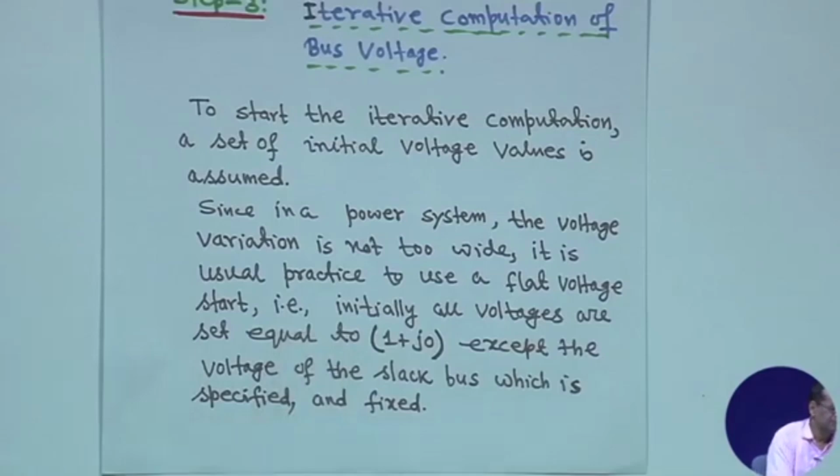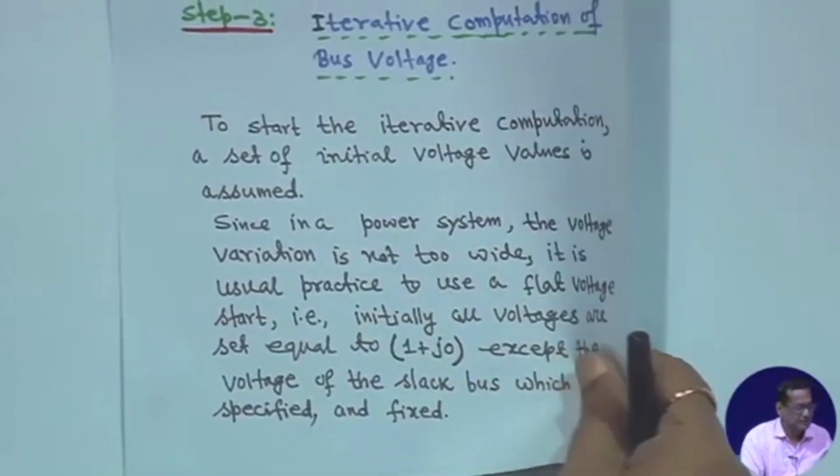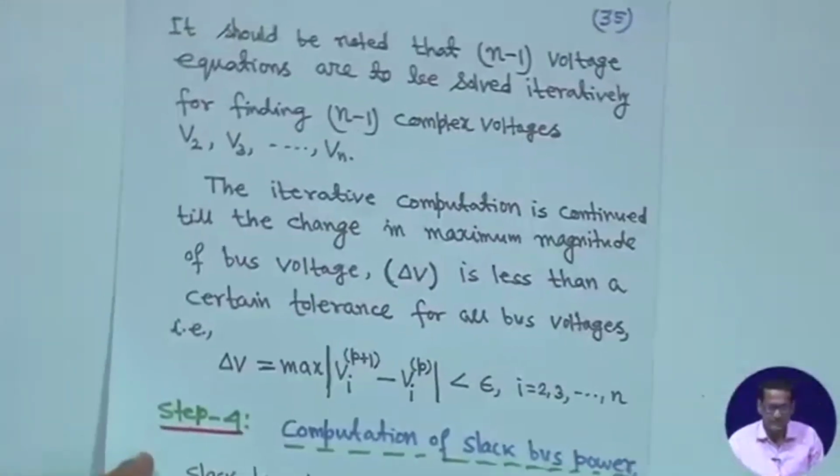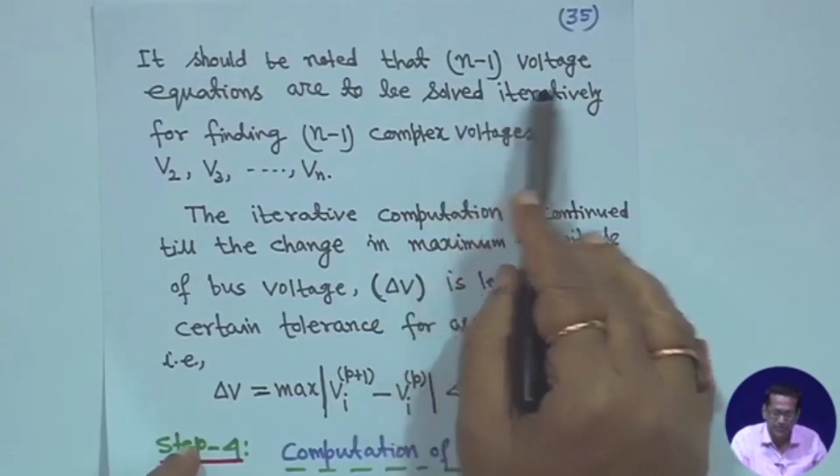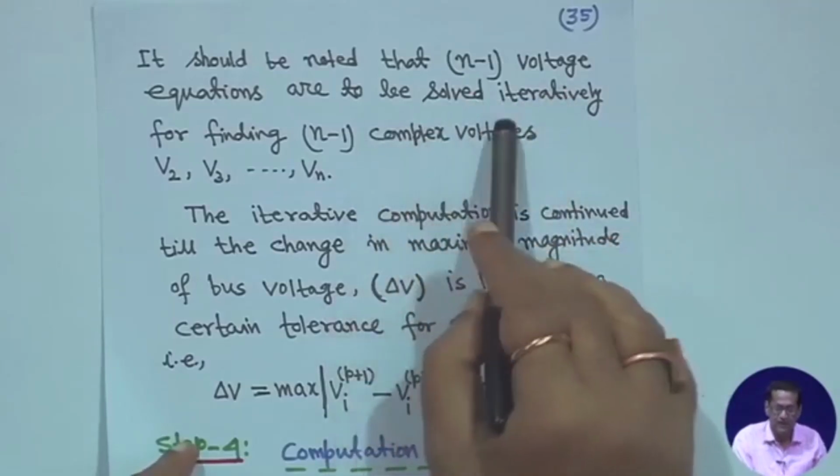Now, the fourth step, and here also in the third step itself, it should be noted that n minus 1 voltage equations are to be solved.